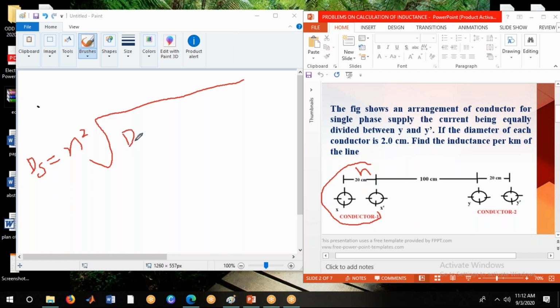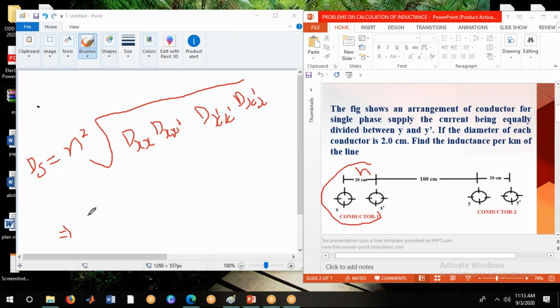Similarly, first dxx, that is the self distance. Next dxx dash. So first from x to x, then from x to x dash. Next dx dash x dash and dx dash x. So this is the way we have to find the self GM. That means, for the different strands in one conductor, we have to find it this way. And mutual GM means conductor to conductor. Okay?